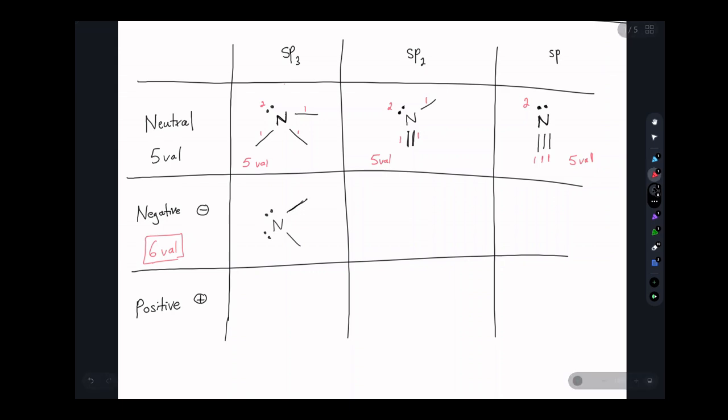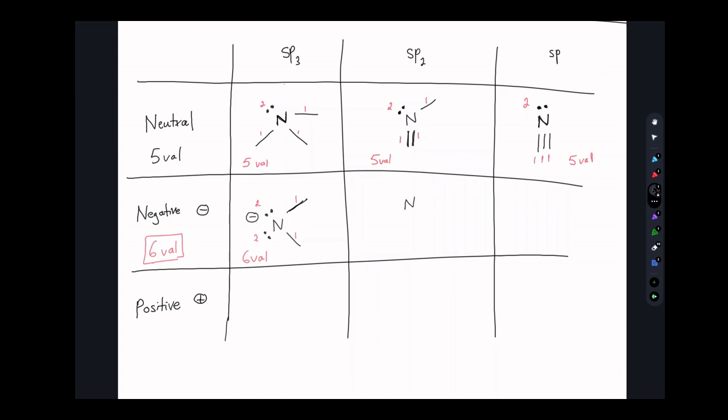Now, when I count the valence electrons here, we have 2 electrons from the bonds, 1, 2 from this lone pair, 1, 2 from this lone pair, and that adds up to 6, as we predicted. So this nitrogen indeed has a negative charge. And so you'll see that when nitrogen has 2 lone pairs, it's negative. Let's see if that follows across the different hybrids.